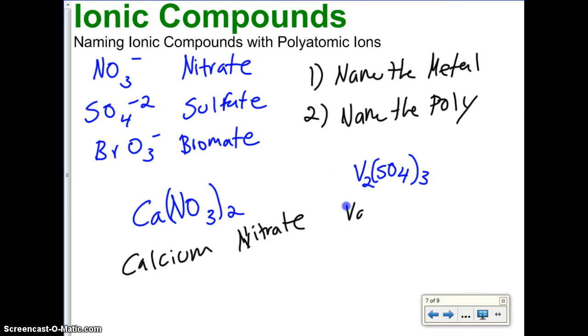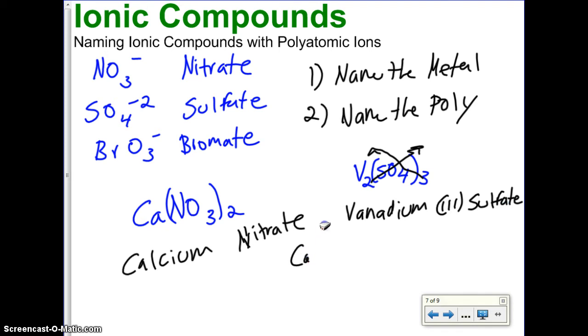V is vanadium. Okay, and again, this is a transition metal, so we have to get our charge, and it is a 3 here. Whoops, sorry, 3, and then sulfate, SO4. There we go. All right, and that's kind of how these work. They're pretty straightforward. You may have some that end up being something like this.